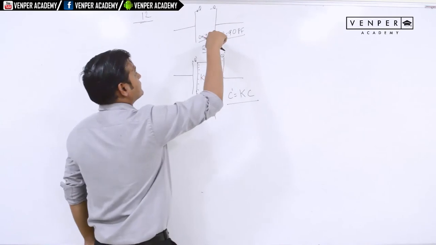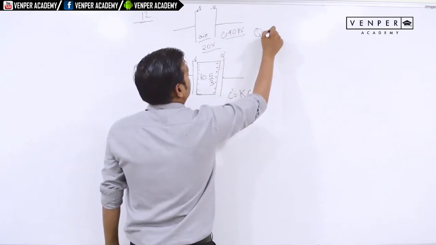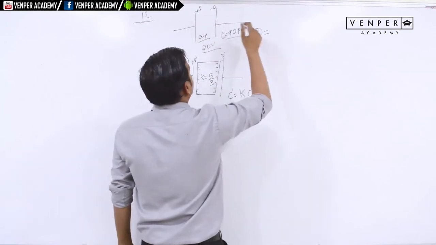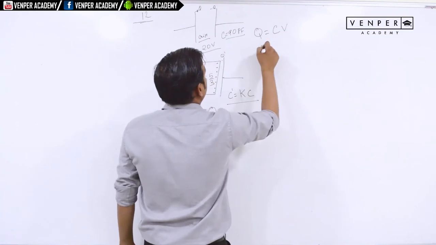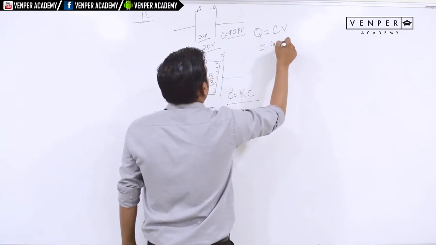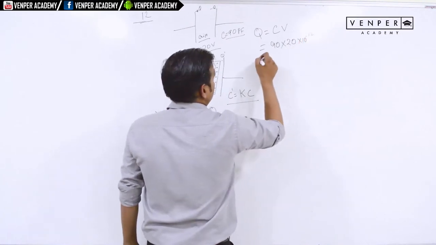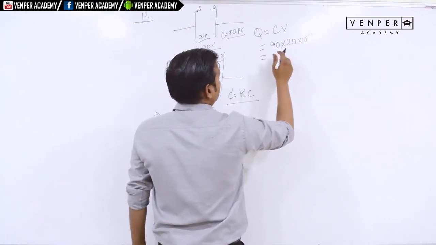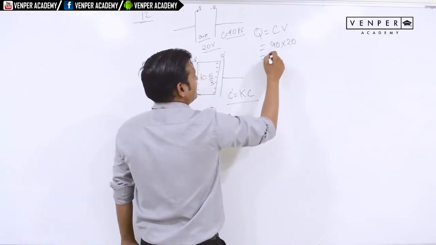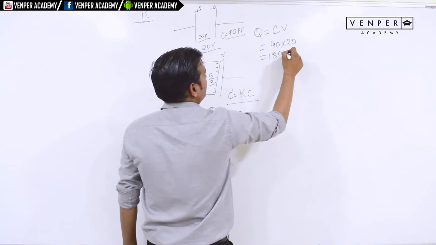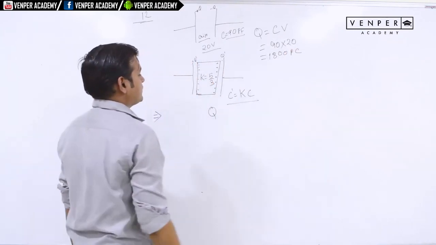Now you can calculate that. First see here in this case, how much charge is stored in this capacitor? You can say that Q is equal to CV. C is 90 into V is 20. Picofarad means 10 raised to power minus 12, so now I can directly just use pico coulomb. So it will become 1800 pico coulomb. So this much charge is there.